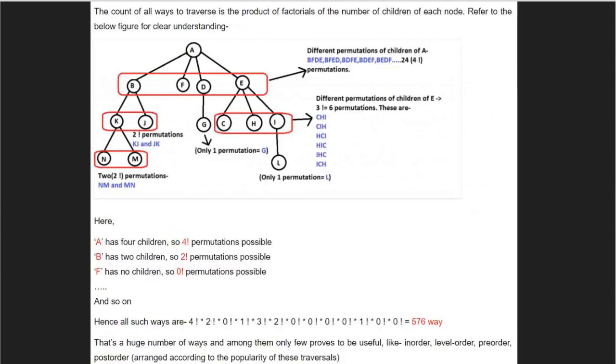The count of all ways to traverse is the product of factorials of the number of children of each node. Node A has 4 children, so 4 factorial permutations are possible. B has 2 children, so 2 factorial permutations are possible, and so on. Hence, we multiply all permutations and get the final result. Now, let us have a look at the algorithm.